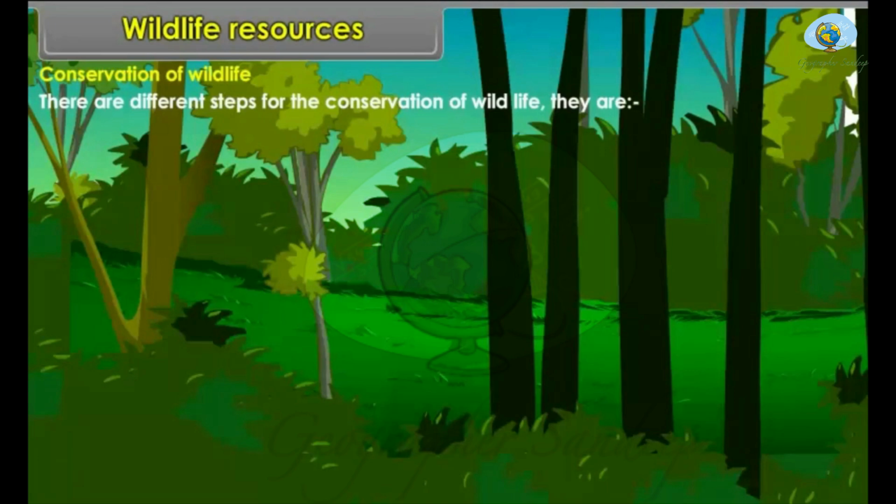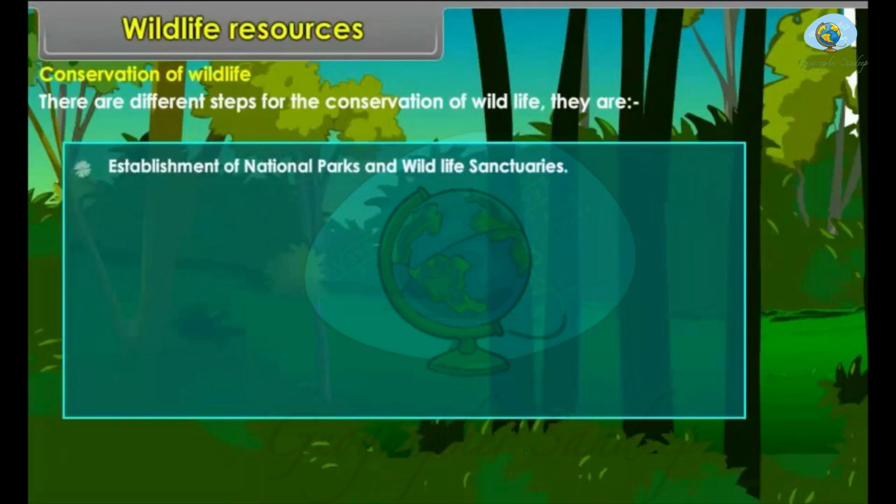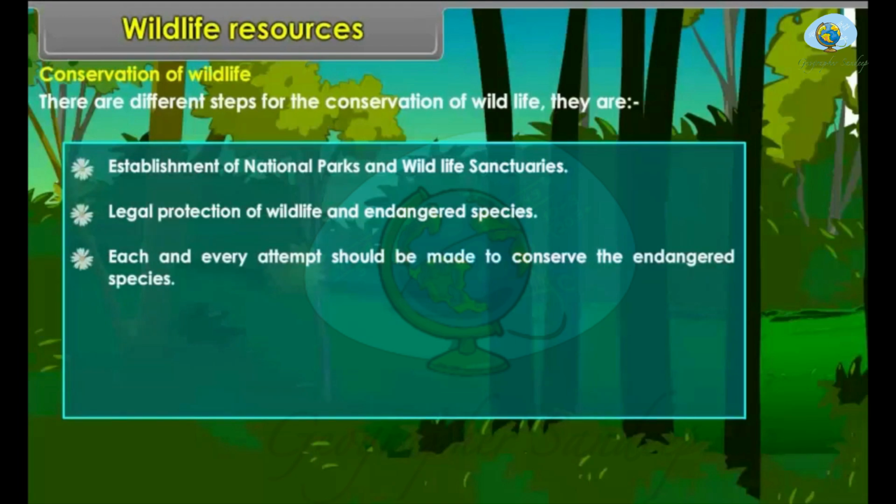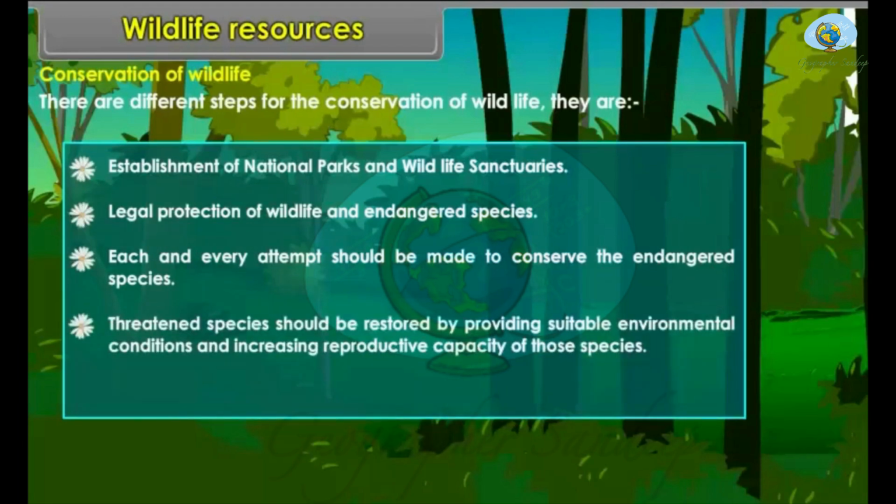There are different steps for conservation of wildlife. They are establishment of national parks and wildlife sanctuaries, legal protection of wildlife and endangered species. Each and every attempt should be made to conserve the endangered species. Threatened species should be restored by providing suitable environmental conditions and increasing reproductive capacity of those species.